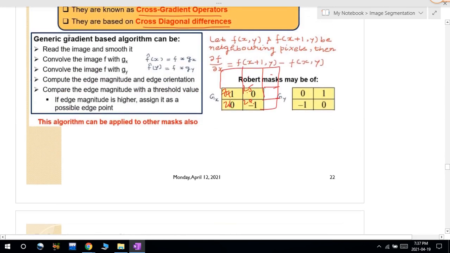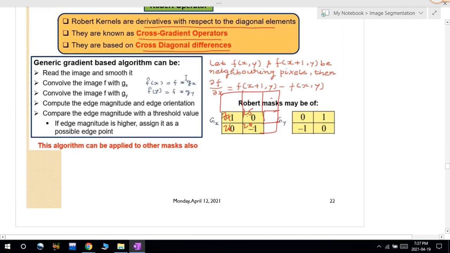So this is your generic gradient based algorithm. How will you find out the edges by using this gradient algorithm? First we read the image, and after this we try to smooth it by applying the Gaussian filter. Once that is done, we will convolve the image with the differentiation operator in the x direction, that is Sobel x, Sobel y, or Prewitt x, Prewitt y, or Roberts x, Roberts y, and then convolve the image in the y direction.